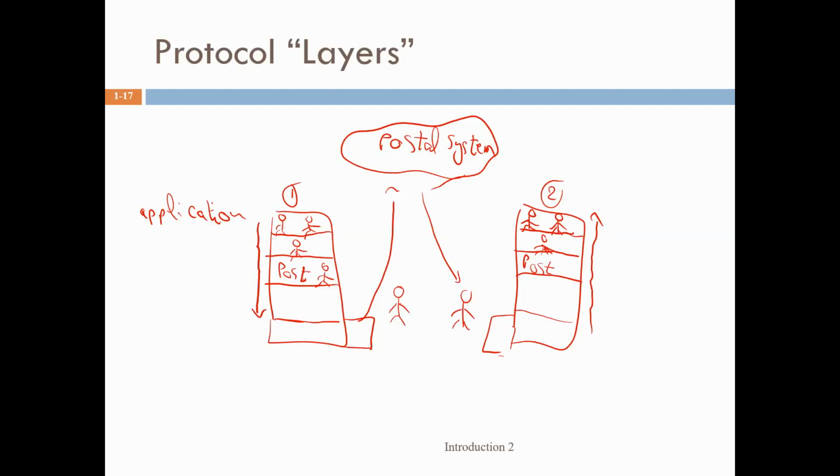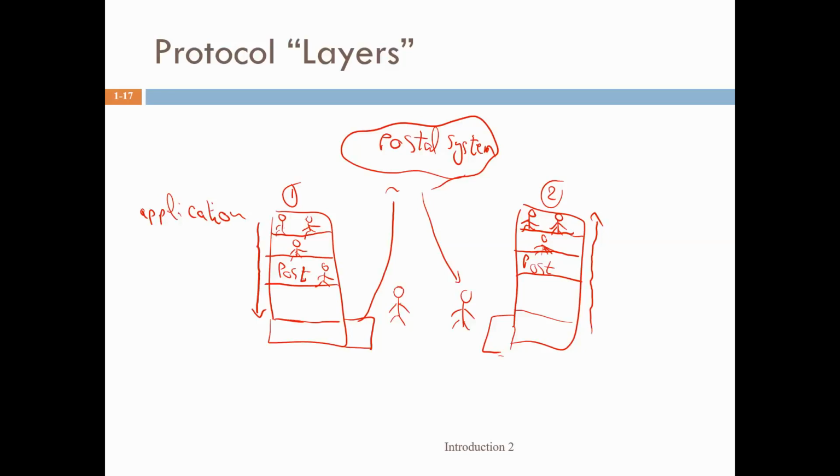For example, in our analogy, the employees may have to write the letter in a certain way. For example, they have to write the date on the top and the title of the letter, and then they have to say, for example, dear sir or whatever, and they have to sign in the end. This would be a format. And if it is a strict format, then an employee in building 2 should not accept the letter unless it is written in this format.